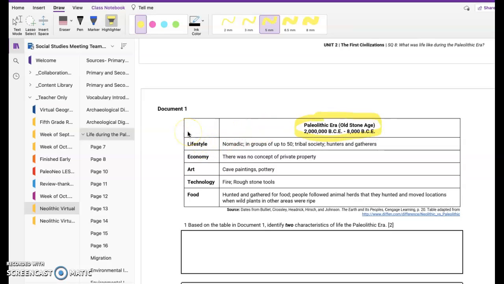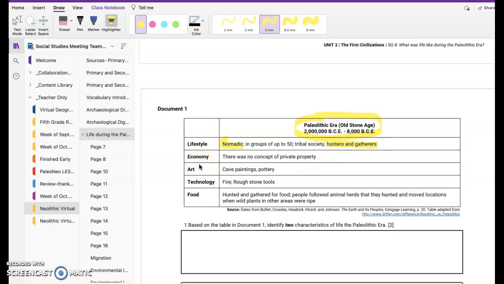Now, next we have lifestyle. So, lifestyle, they were nomadic, which means that people traveled from place to place in search of food. They lived in groups up to 50. They were a tribal society, and they were called hunter-gatherers, which we've been talking about. We kind of gave them that nickname, hunter-gatherers, because that's how they got their food, the two different ways. So I think that's important. So I'm going to circle nomadic or highlight it, and hunters and gatherers.